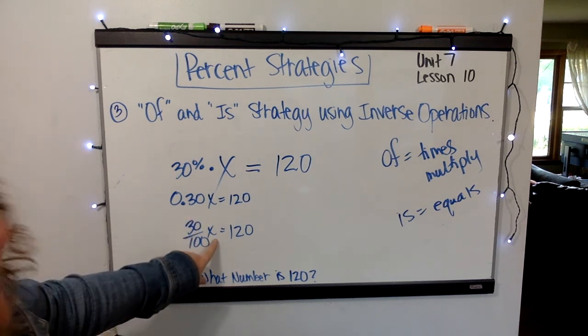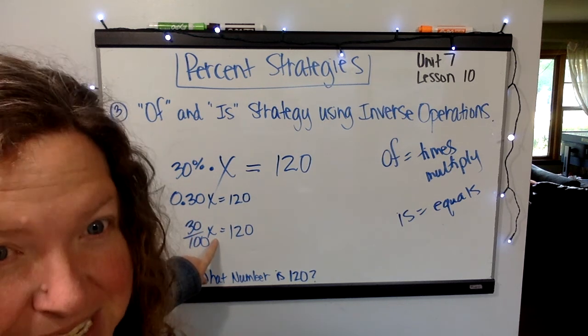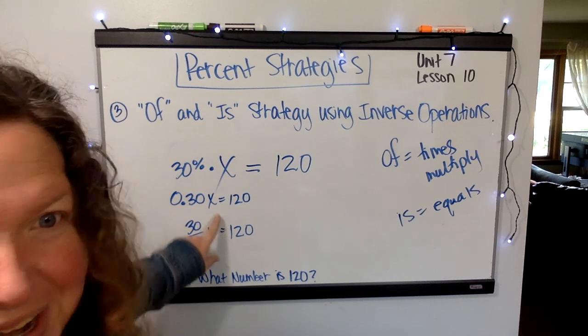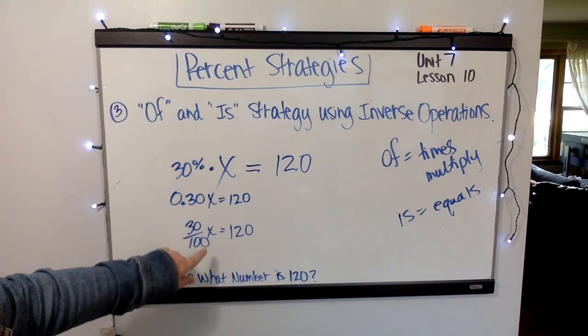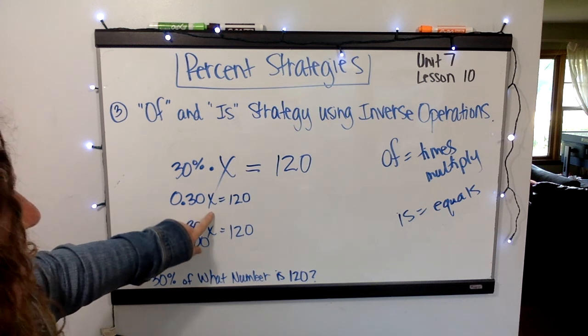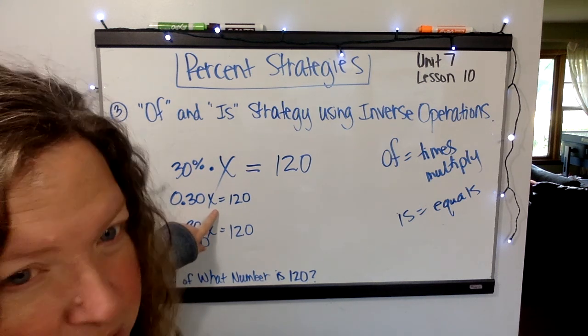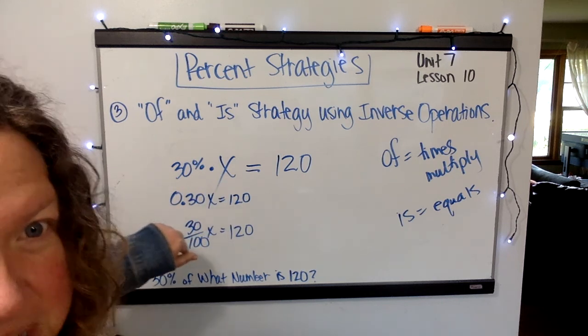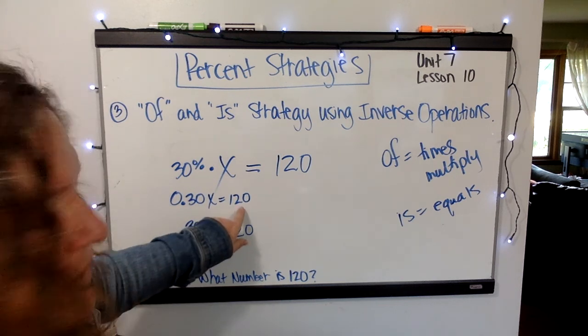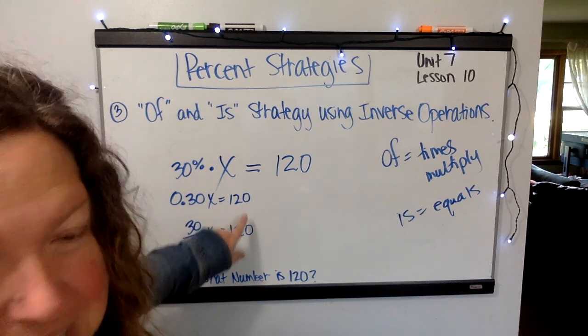But now we have to get X all by itself. We got to isolate the variable. We want X on one side all by itself. So if we're taking 30 hundredths times X, we don't want to take 30 hundredths times X. So we're going to divide by 30 hundredths to get rid of that. Now when we divide by 30 hundredths, we got to do it on both sides too.